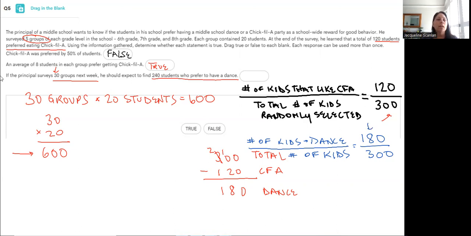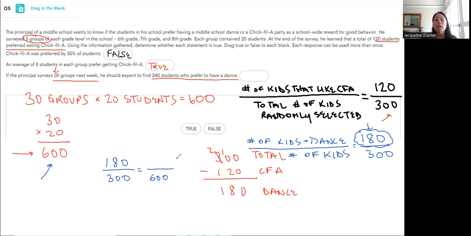All right, and so they're saying if he surveys 30 groups next week, should he expect to find 240 students who prefer to have a dance? Well, that's not what we found, right? We found 180, but it wasn't out of the 30 groups. So what we need to do is take this 180 kids who prefer dance out of the 300 originally surveyed, and adjust this fraction to pretend that instead we now have 600 total students, right? Because it then says he surveyed 30 groups. So I don't want only 300 students in the group. I want 600 students in the group.